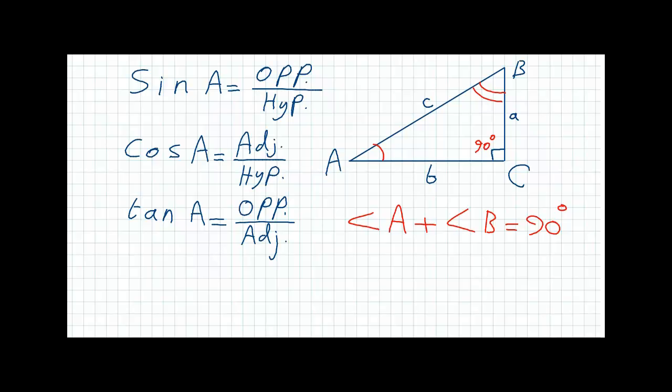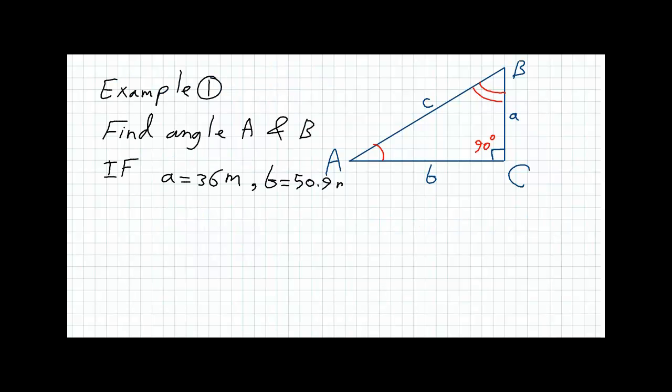Now let us take some examples on this lesson on how to find the measurement of an angle if two sides or three sides are given to you. Example 1. Find the measurement of angle A and B if it is given to you that side A is equal to 36 meters, side B is equal to 50.9 meters.